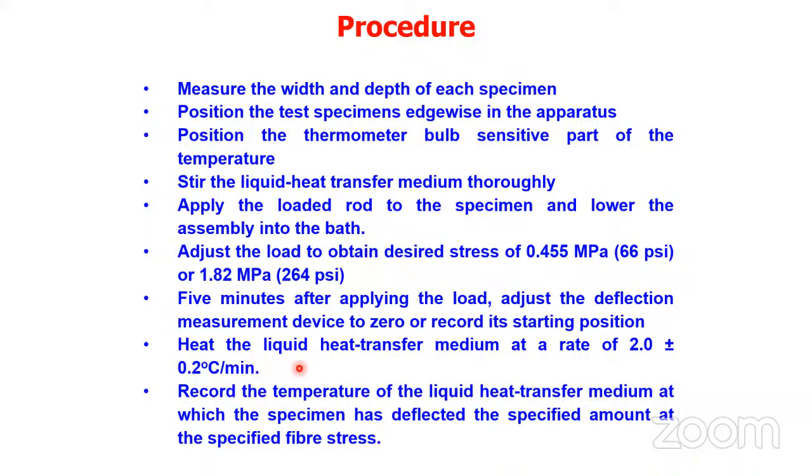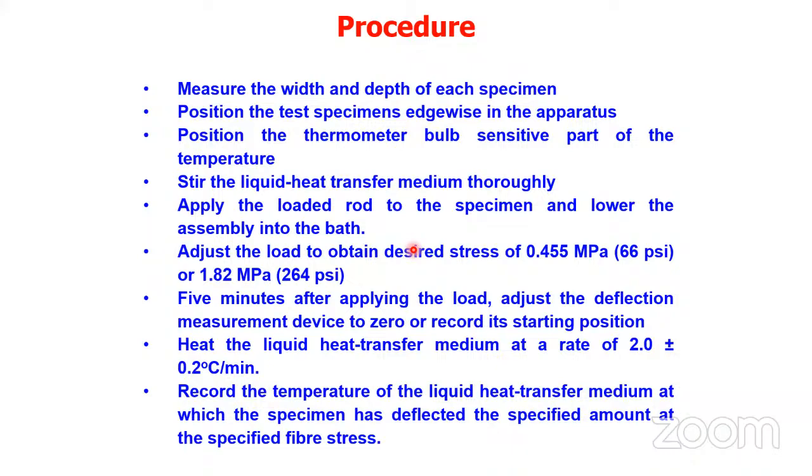Heat the liquid heat transfer medium at a rate of 2 degrees Celsius per minute. Okay. And then record the temperature of the liquid heat transfer medium at which the specimen has deflected the specified amount at the specified fiber stress. Okay. So this is all about the heat deflection temperature, its procedure, mechanism, its significance, the sample requirements, and the deflection requirements of the samples.